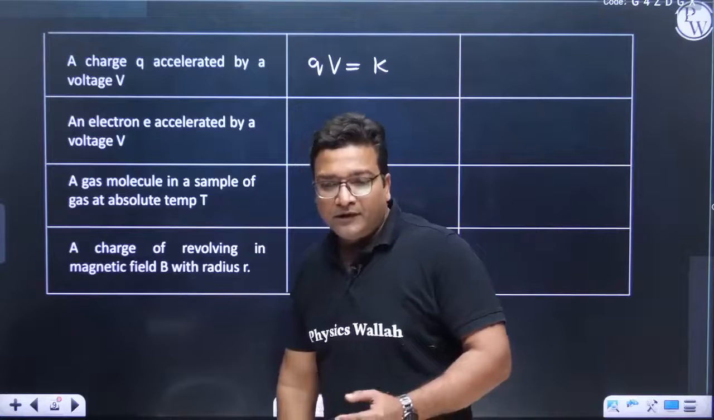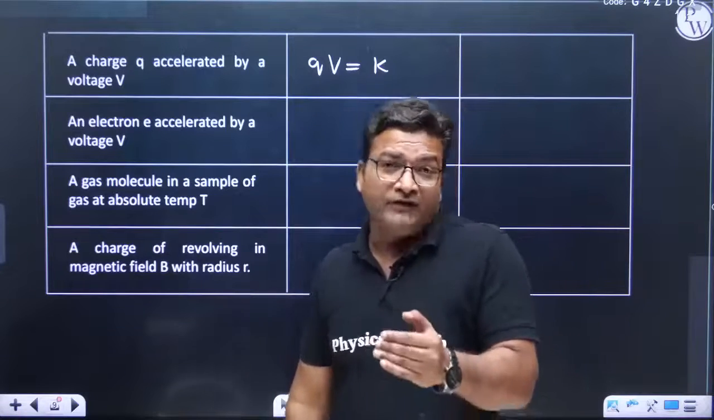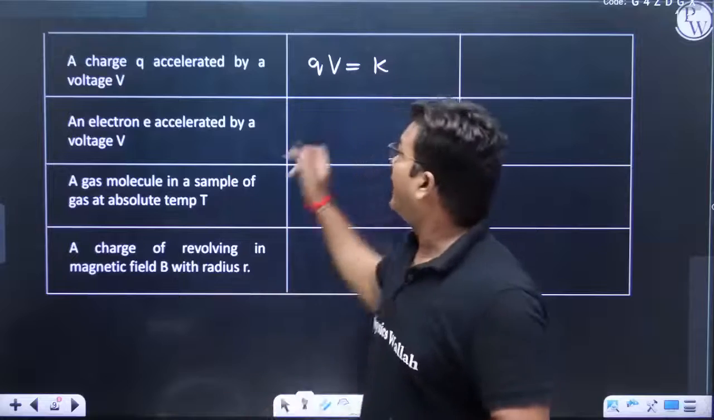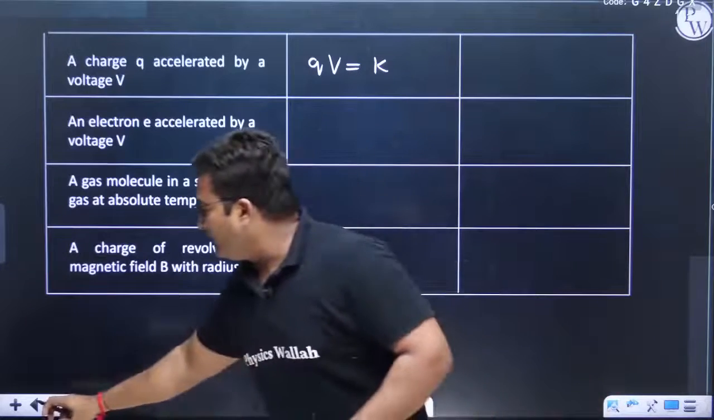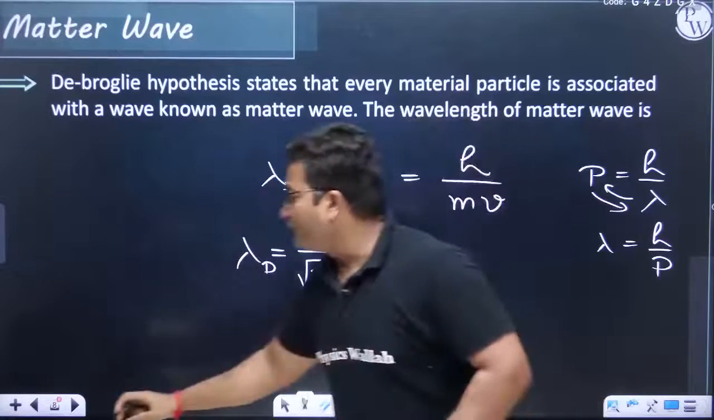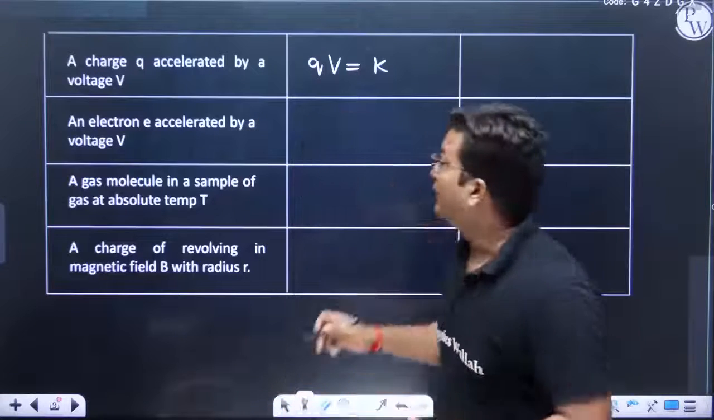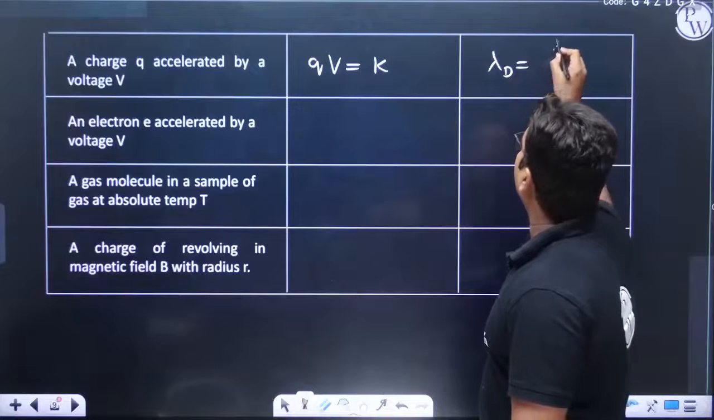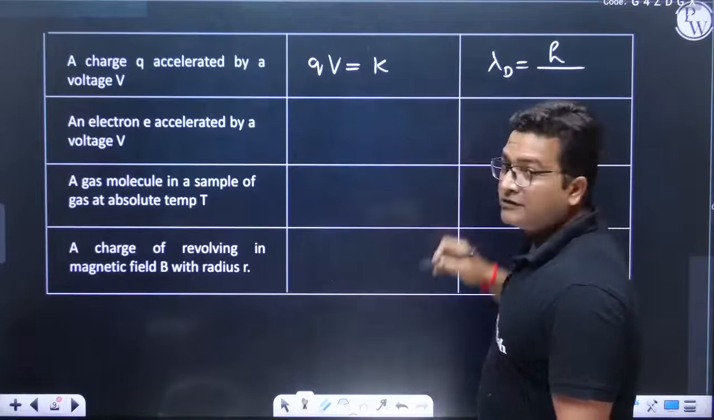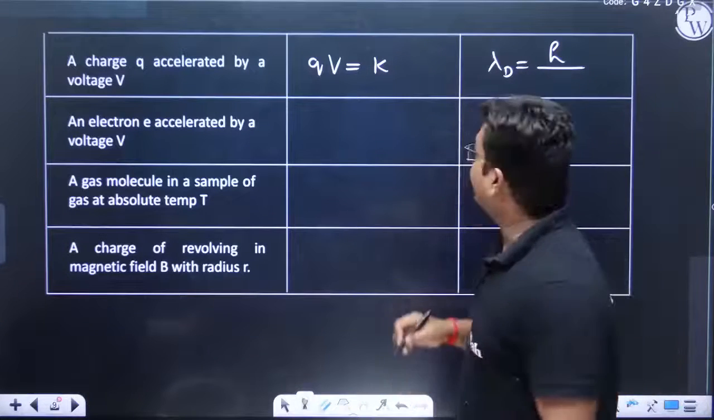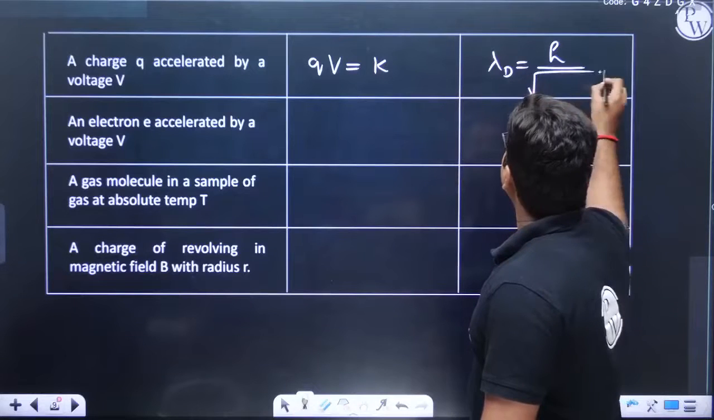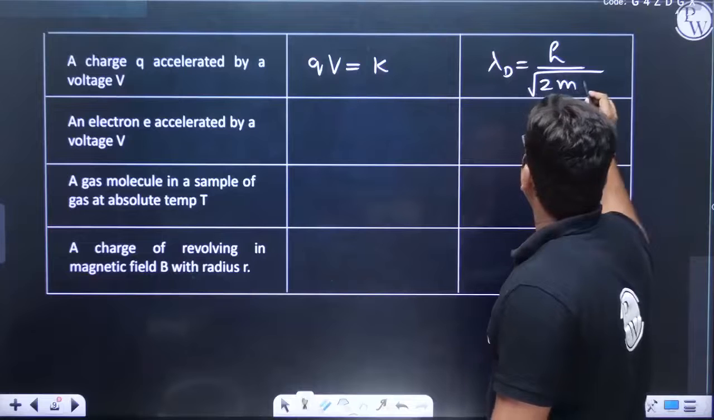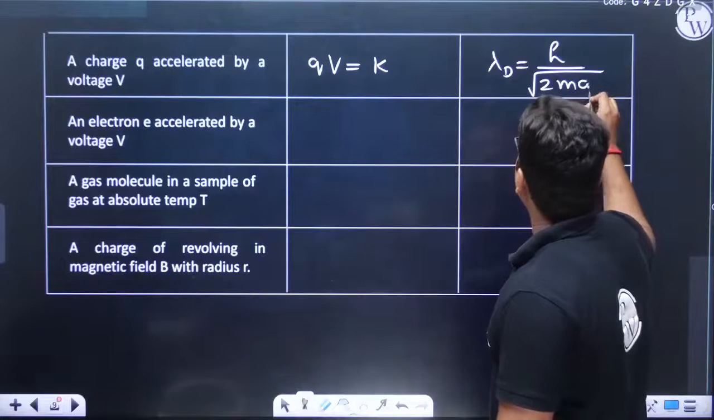So if they ask you what is the de Broglie wavelength of a charge accelerated by a voltage V, we have its kinetic energy, and now we can use this formula to find the de Broglie wavelength. The de Broglie wavelength would be lambda d equals h divided by the square root of 2m times kinetic energy, where m is the mass of the particle and kinetic energy is q times V.